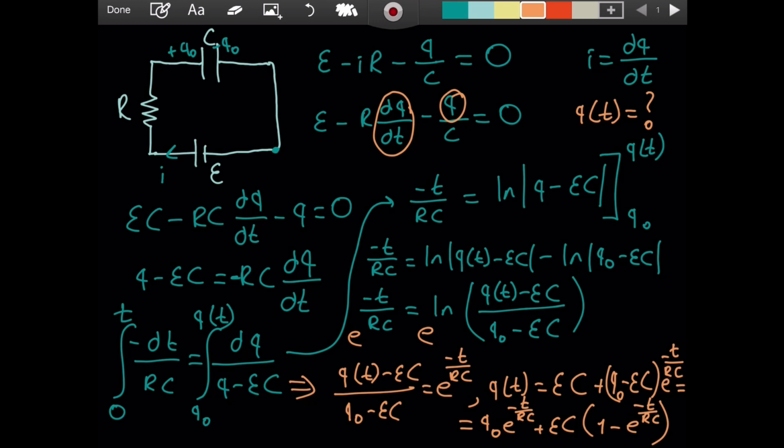And just as a check, if we substitute 0 for t, let's see what we get. If we substitute 0, this term gives you q naught. And here, this will be 1. So 1 minus 1 is 0. This term cancels. And we get as the charge at time equals 0, we get Q naught, which is the initial condition that we started with. So this equation is in fact correct.